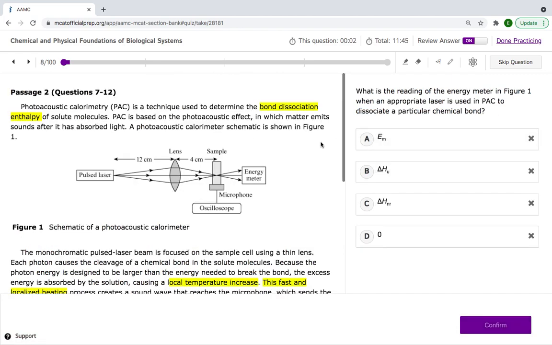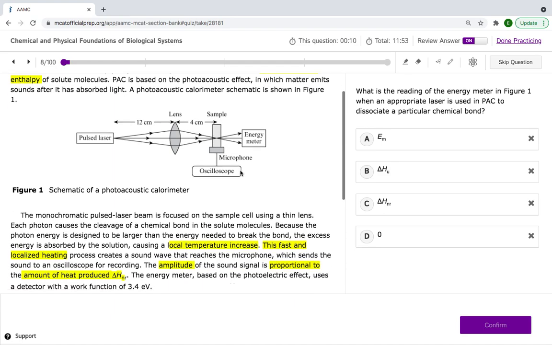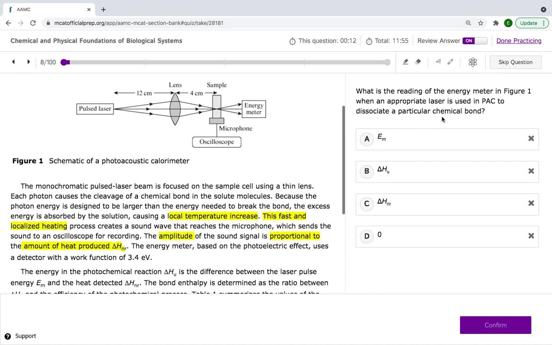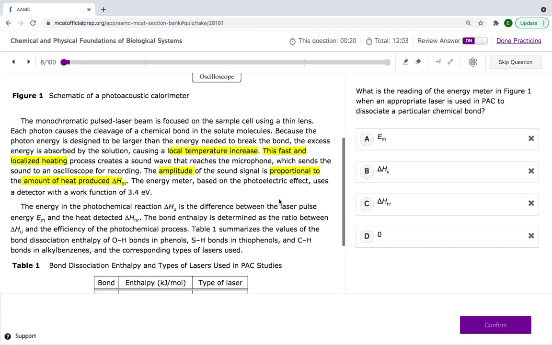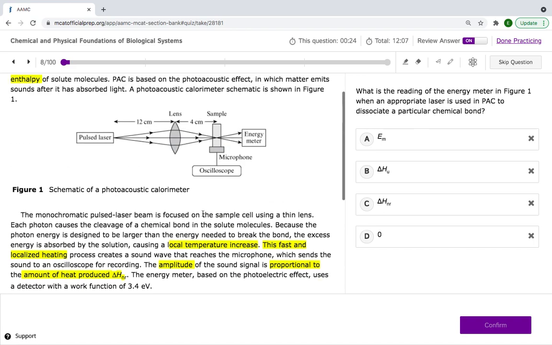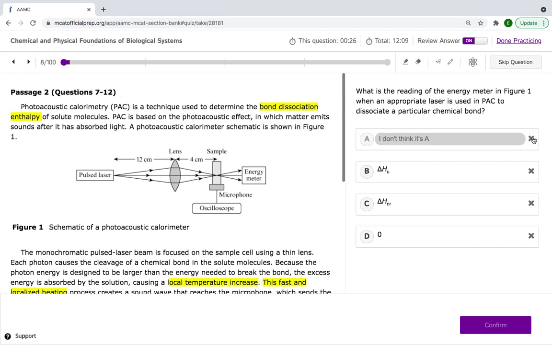What is the reading of the energy meter in Figure 1 when an appropriate laser is used in PAC to dissociate a particular chemical bond? Energy meter. Okay. What is the reading when an appropriate laser is used in PAC to dissociate a particular chemical bond? EM. No, that's the laser pulse energy. Remember, that's just laser pulse energy. So that's not even it. Okay, this is not it.